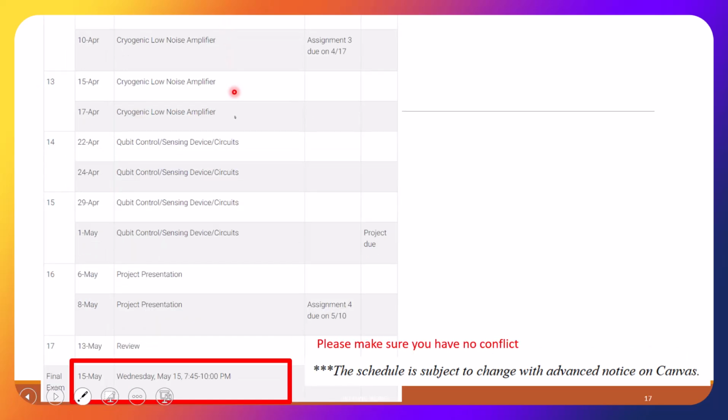And then we talk about the low noise amplifier at low temperature. And then the qubit, quantum computer control and sensing circuit. Okay. And then you need to do the project along the way. And we only have 4 assignments. And this is the exam time. Make sure that you don't have a conflict or you're not traveling or whatever. Okay.